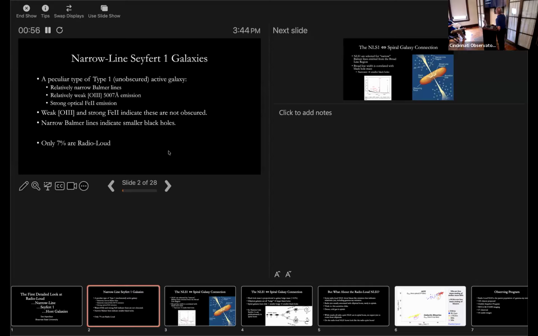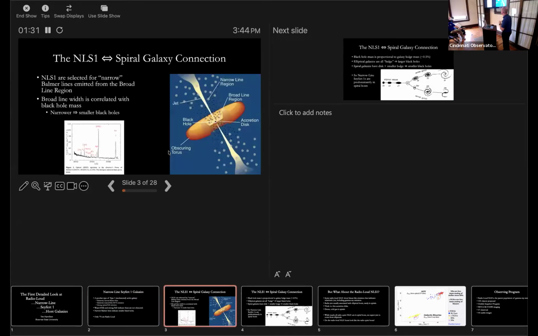And they are unobscured; we're looking at a subtype of the type 1s, that's unobscured. The narrow line Seyfert 1s have relatively narrow Balmer lines, so hydrogen alpha, beta, and so on, a weak oxygen 3 emission and strong iron emission. The weak oxygen, strong iron means that they are unlikely to be obscured. Some would say that they are unobscured. But then the narrow Balmer lines indicate small black holes, as I'll show in a minute. And the key thing is that only 7% of this class are radio loud.